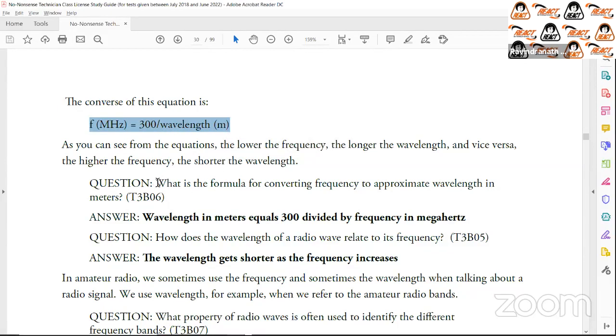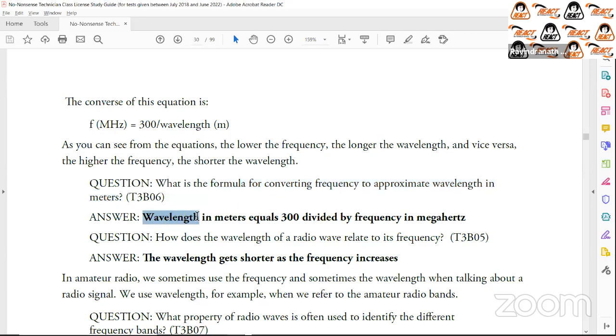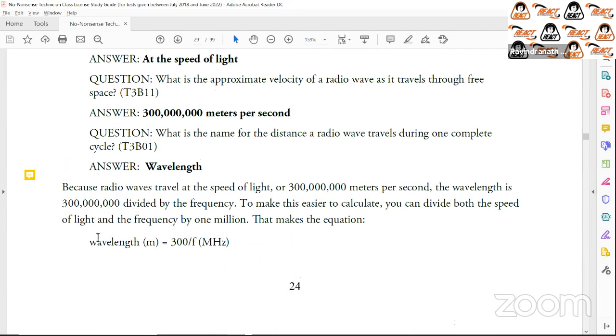So let's go straight to the question pool questions. What is the formula for converting frequency to approximate wavelength in meters? We just looked at the formula, and the answer is that wavelength in meters is equal to 300 divided by the frequency in megahertz. Again, that is just writing out this formula here. They just write it out.